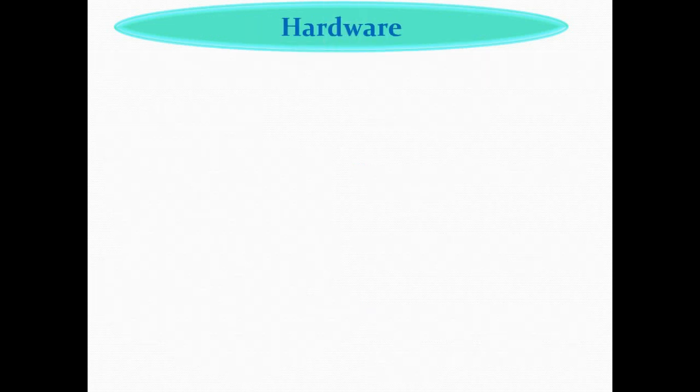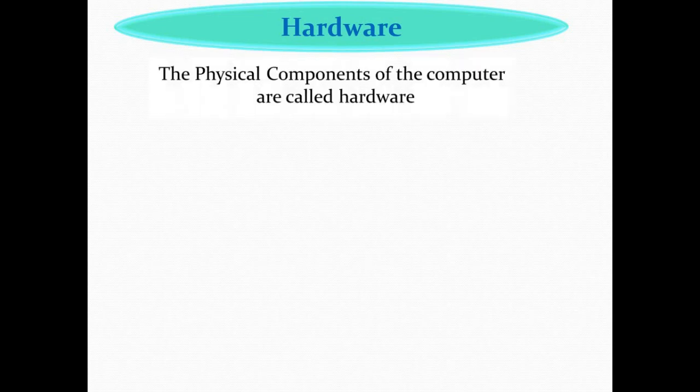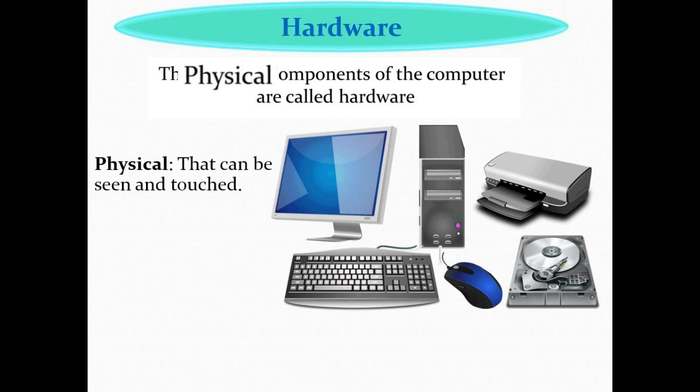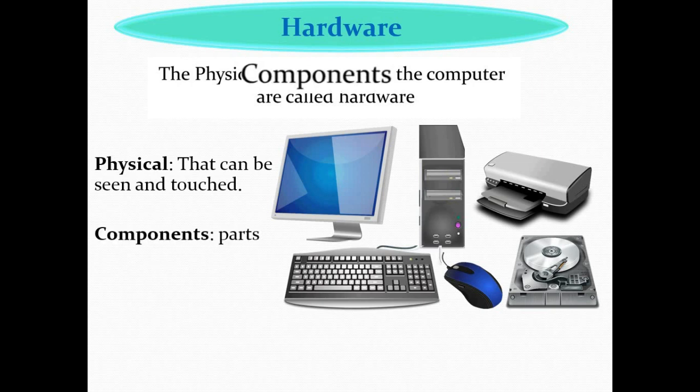Now let us see about the most commonly used term, hardware. So what is hardware? The physical components of the computer are called hardware. So what is physical? Anything that can be seen and touched, you say it is physical, and components is nothing but the parts of computer. So the parts of computer that can be seen and touched are called as hardware.